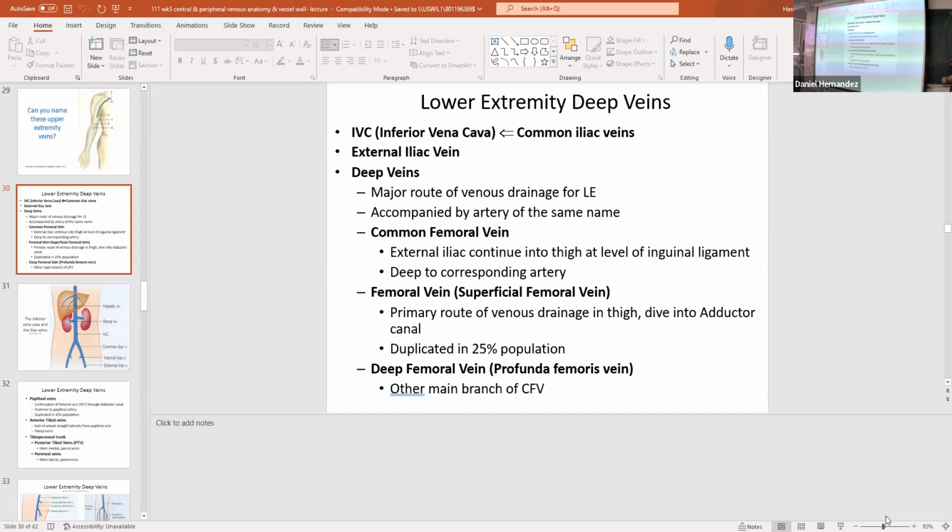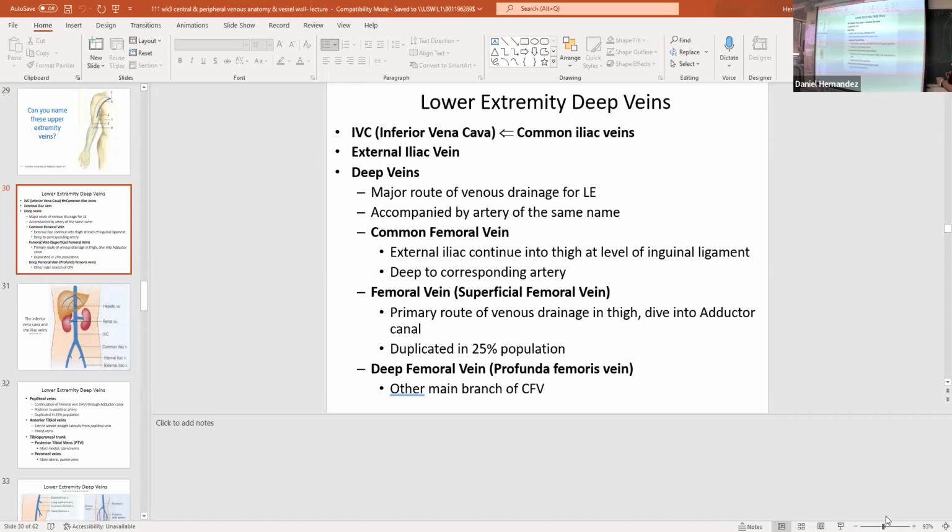Proximal to that inguinal ligament, or above the level of the inguinal ligament, is going to be your external iliac vein. Once we cross below the level of the inguinal ligament, it becomes the common femoral vein. Above it, external iliac vein; below it is common femoral vein, which I'll abbreviate CFV. Again, the common femoral vein has a corresponding artery, the common femoral artery.